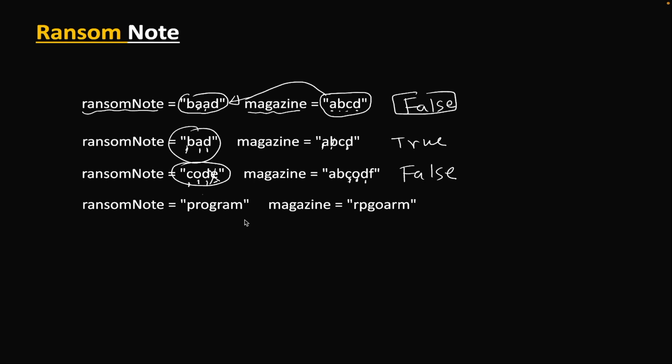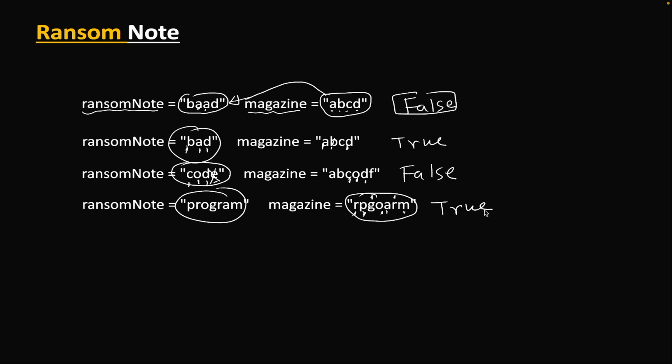If we are given this example, we see that we have here P, we have here P, then we have R, we have here R, then O, here we have O, then we have G, here we have G, then we have R, here we have R, then we have A, here we have A, then M, we have here M. So we can construct this ransom note from this magazine string. So for this example, we have to return true.